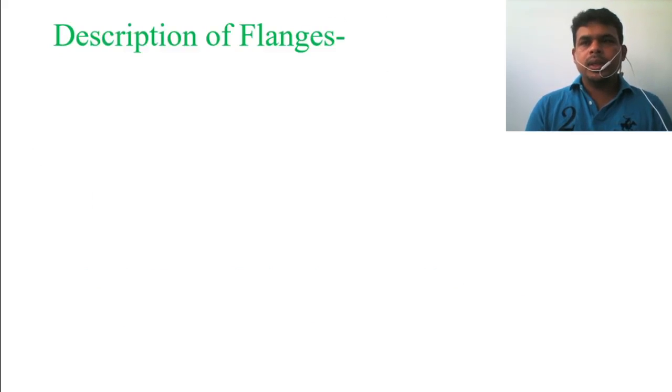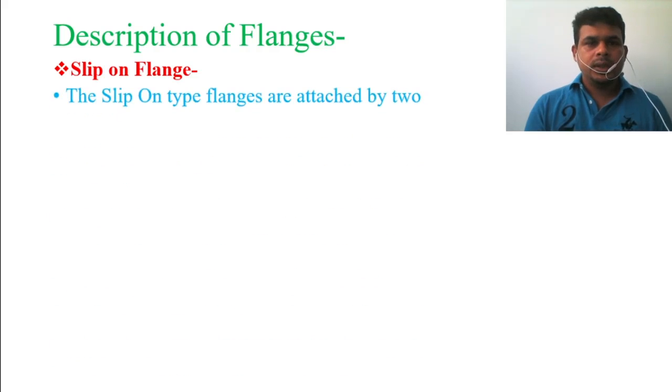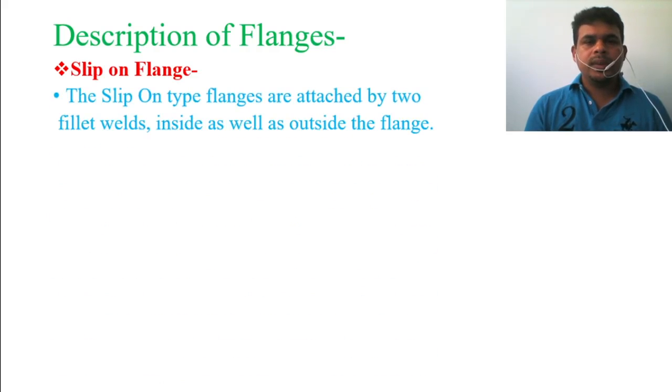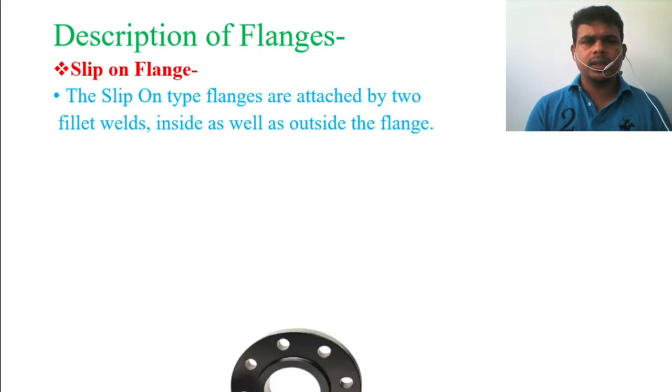So let's see what we have today in the lecture. Description of flanges. Today first we will discuss the slip-on flanges. Let's see what the slip-on flange is and what the standard for the slip-on flange is. The slip-on type flanges are attached by two fillet welds, inside as well as outside the flange. Basically it is attached to the pipe or fittings on two sides, inside welding and outside welding, and this welding should be the fillet type of weld.